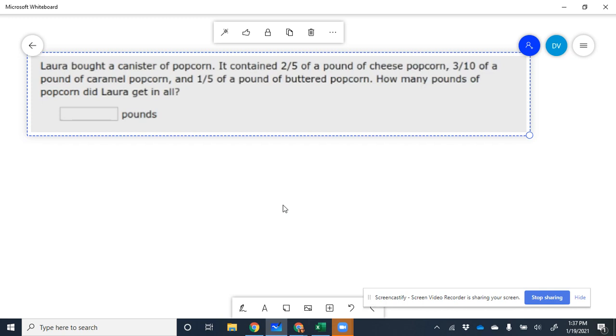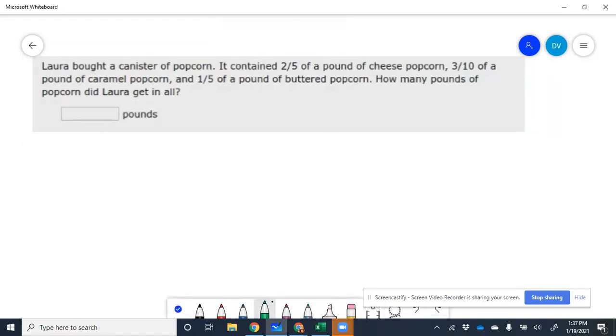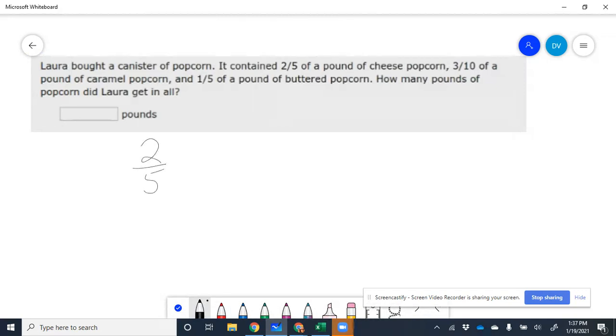Okay, this problem we're going to end up adding fractions, because it says that Laura bought a can of popcorn. It contained 2/5 of cheese popcorn. Our first fraction will be 2/5. It also contained 3/10. Let me just circle these. So 2/5, then 3/10, and then 1/5.